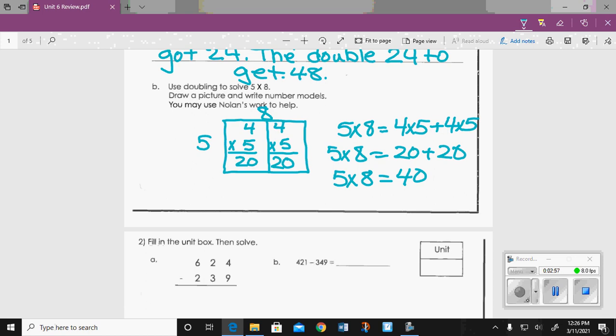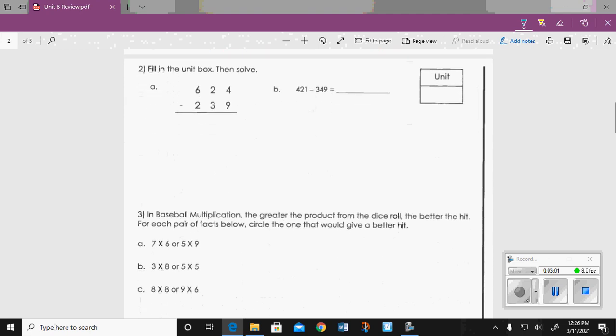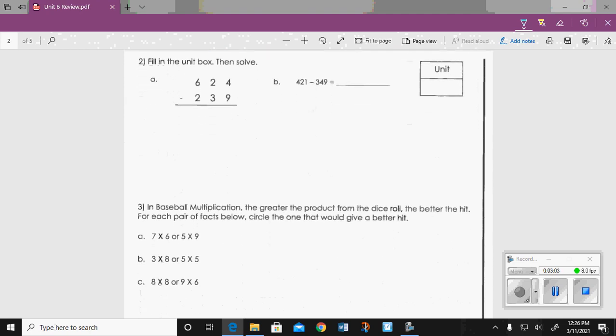All right, let's go down to the number 2. And here you need to fill in the unit box. So we never forget to put in the unit box. Let's put cats. Okay? And then it says to solve. So, boys and girls, you can use any strategy, but remember our most efficient strategy that we've been working on is our trading.